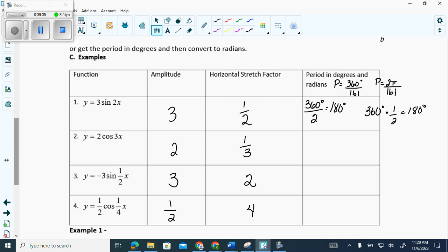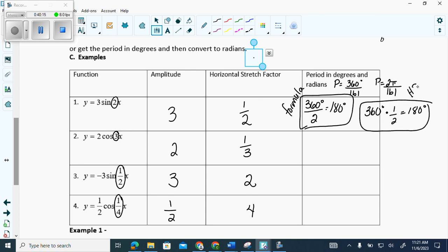If you're using the formula, what's in the formula? B. And what is B? This number, this number, this number, this number. That is B. If you're using the horizontal stretch factor, you are multiplying. You just multiply your pi. So if I'm using the formula, I'm going to divide by 2. This is the formula. I use the formula, I divide by 2. This is if I use the horizontal stretch. I multiply.